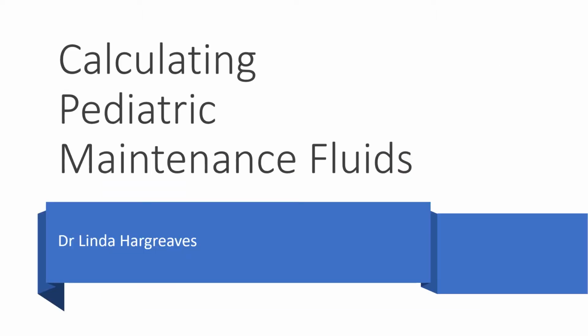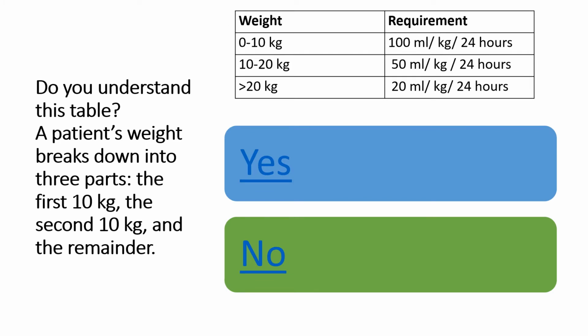So how are we going to do that? Do you understand this table? The patient's weight breaks down into 3 parts. The first 10 kilos, the second 10 kilos, and then all the rest of it. So I'm going to click yes.